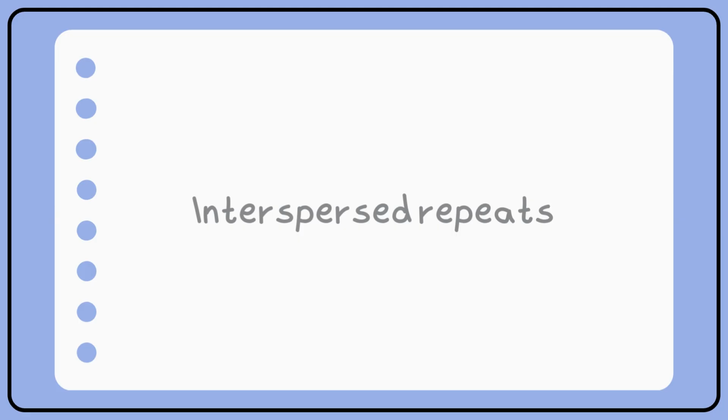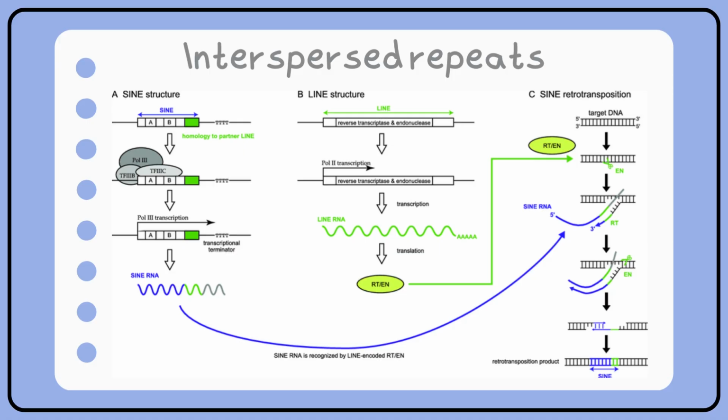Interspersed repeats fall into two major classes, LINEs and SINEs. LINEs or long interspersed nuclear elements make up roughly 5% of the human genome. They are long sequences, up to 6,000 base pairs. And some copies still carry active genes that code for reverse transcriptase, which is an enzyme that allows them to copy and insert themselves elsewhere in the genome. Common examples of LINEs include L1 and L2 elements.